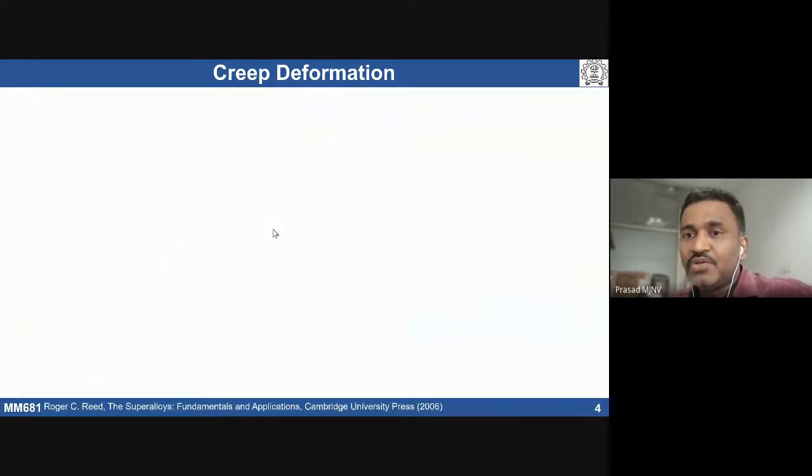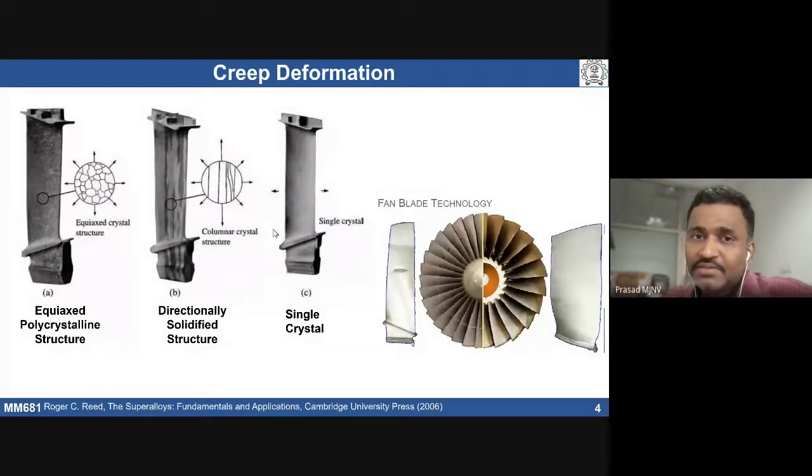If I look here, take one component, the turbine blade. In jet engines, a major volume is constituted by turbine blades. Turbine blades can be polycrystalline or directionally solidified, and can also be single crystal.